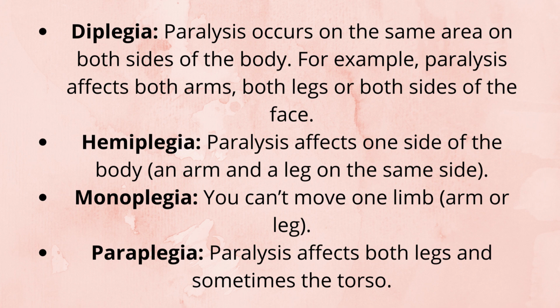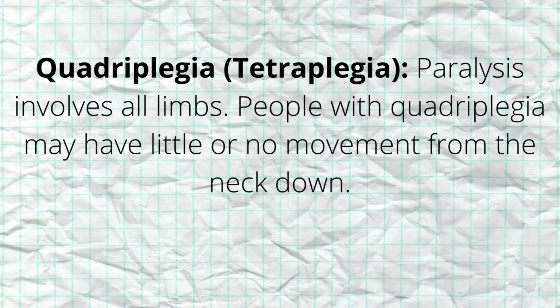Paraplegia: paralysis affects both legs and sometimes the torso. Quadriplegia, or tetraplegia: paralysis involves all limbs. People with quadriplegia may have little or no movement from the neck down.